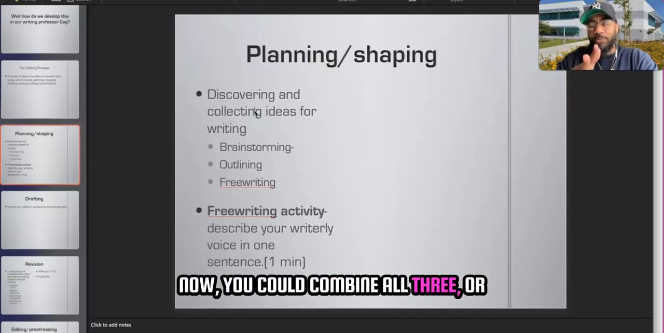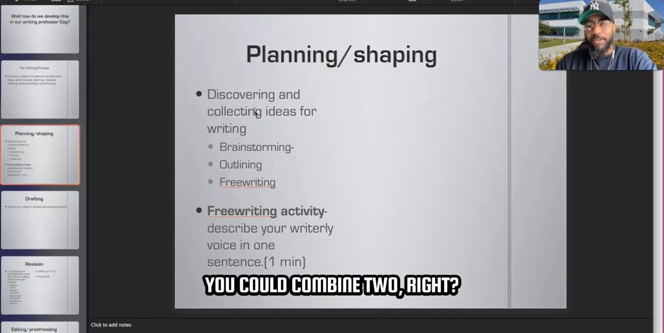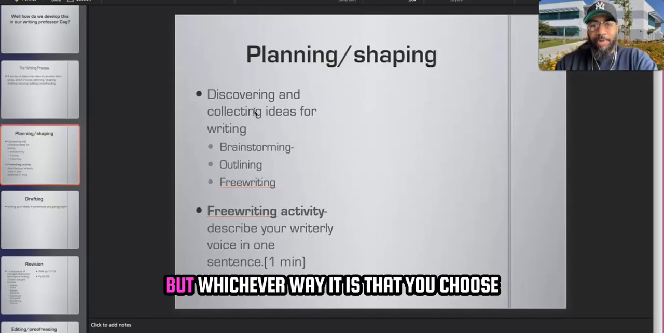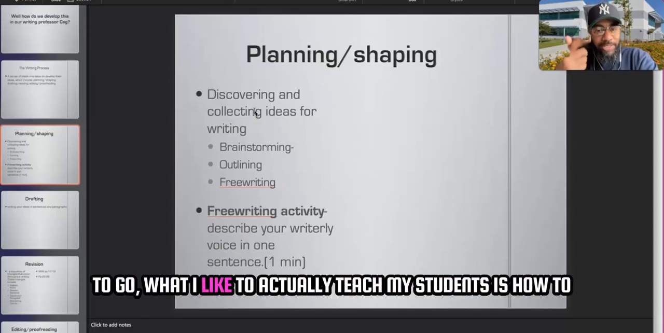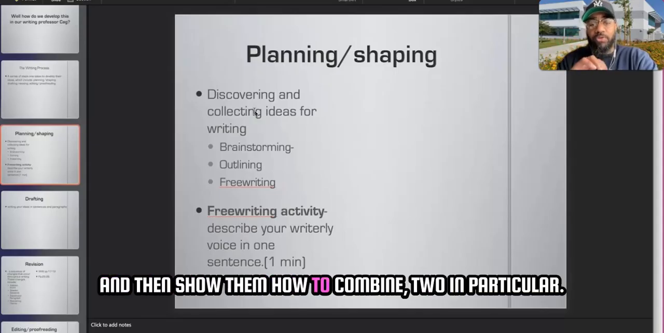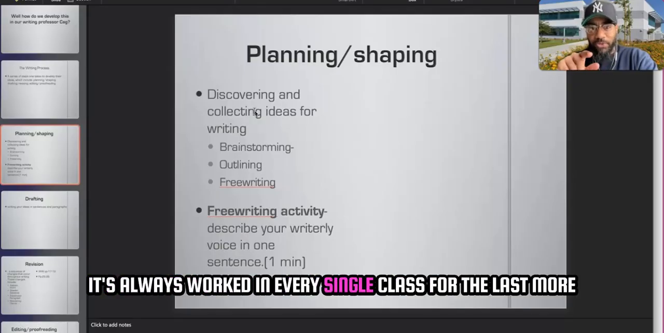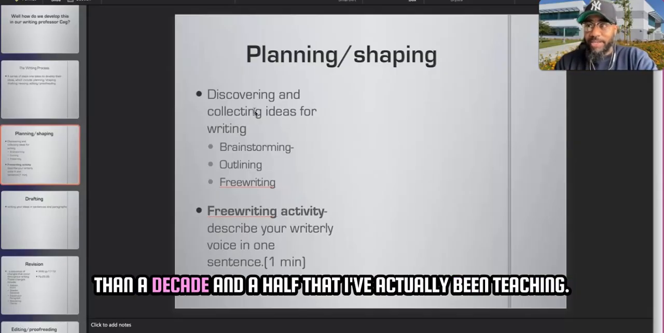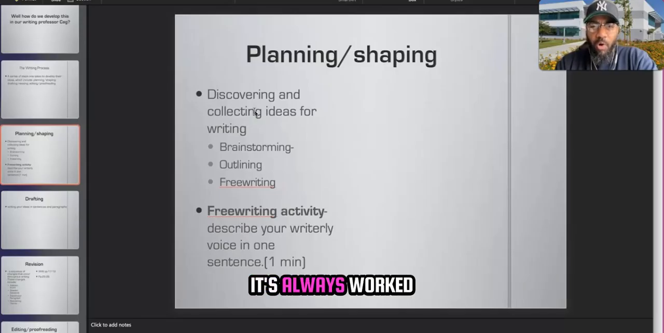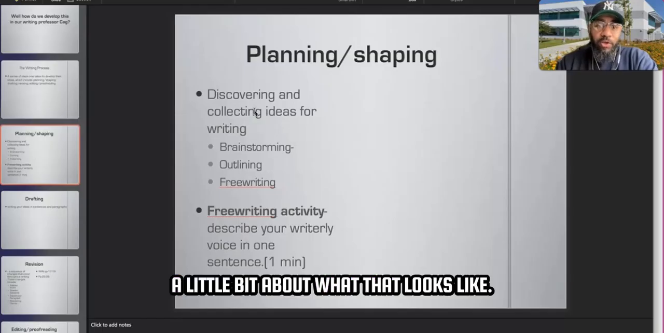Now, you could combine all three, or you could do one instead of the other. You could combine two out of the three. But whichever way you choose to go, what I like to teach my students is how to do each one individually and then show them how to combine two in particular that would always help. It's always worked in every single class for the more than a decade and a half that I've been teaching. It's always worked to help get students started on their essays. Okay, so I'll talk with you all a little bit about what that looks like.